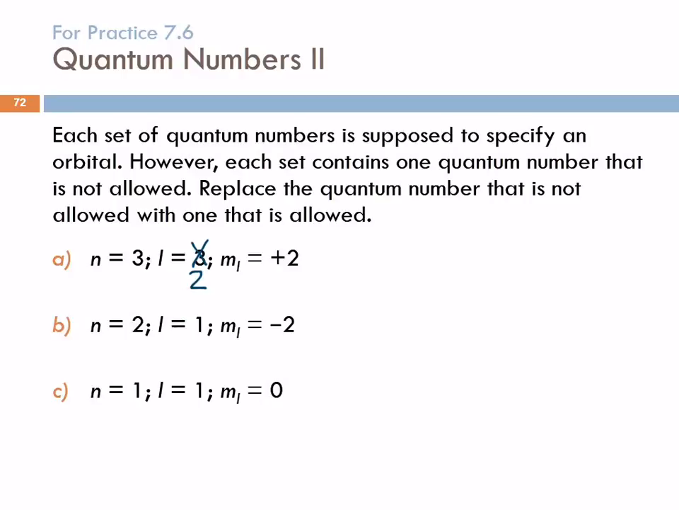What if I said, well, I'm going to make L equals 1. Is L equals 1 allowed? It's allowed, but then is m sub L being 2 possible? No. So it's got to be 2 here. N equals 2, L equals 1. Those work together? Yeah. What about m sub L equal minus 2? No. M sub L has to be minus 1, 0, or plus 1.